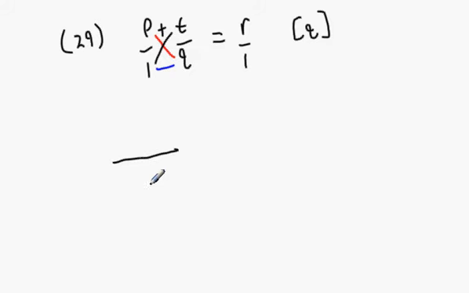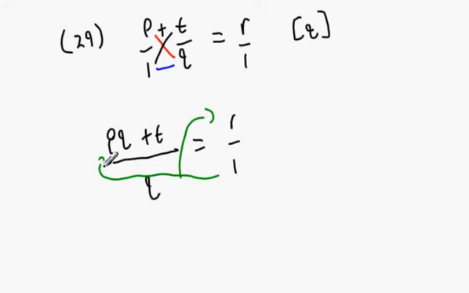q times 1 is q. P by q is pq. 1 by t is t. And that equals r over 1. We can cross multiply. If we can cross multiply, we do it. Q by r, 1 multiplied by everything in this bracket. So what we're getting here is pq plus t equals rq. Now, there's a big problem with this at the moment.